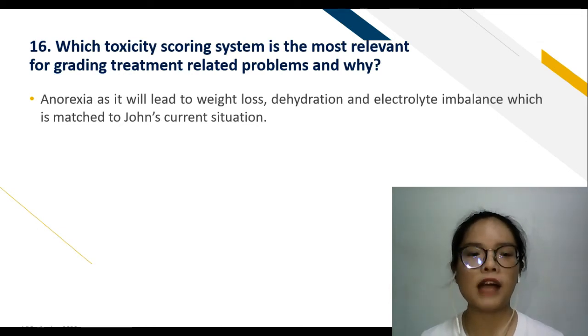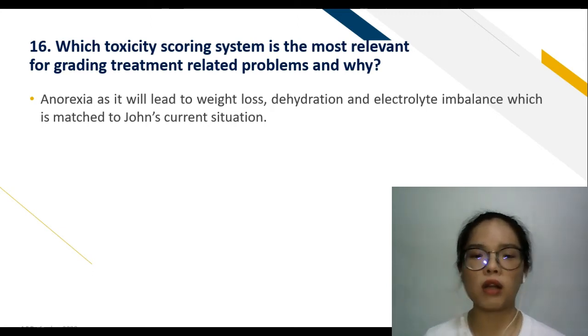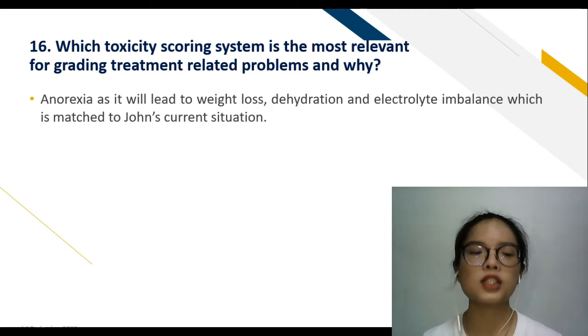Anorexia, in my opinion, is the most relevant toxicity scoring system, as it will lead to weight loss, dehydration, and electrolyte imbalance, which matches John's current situation.